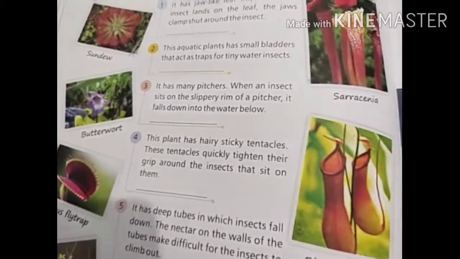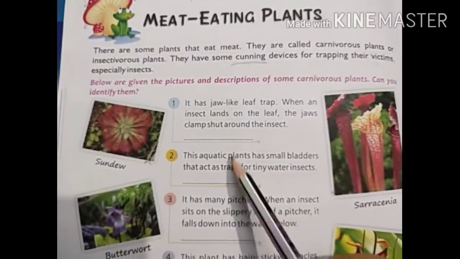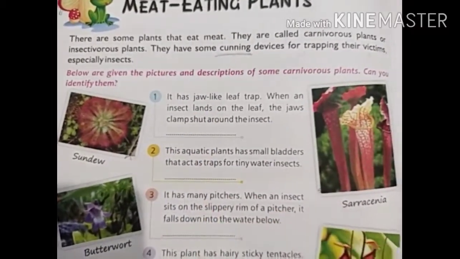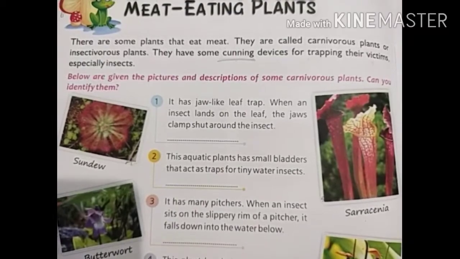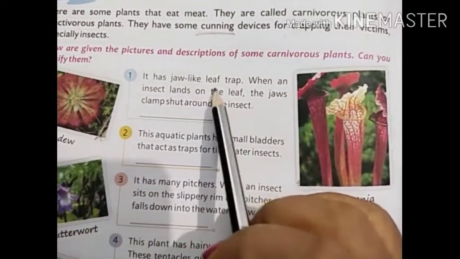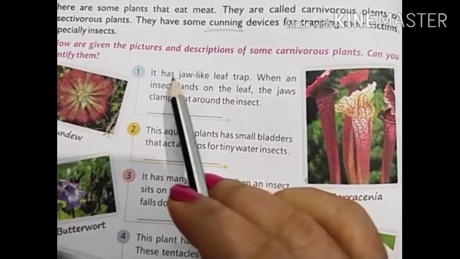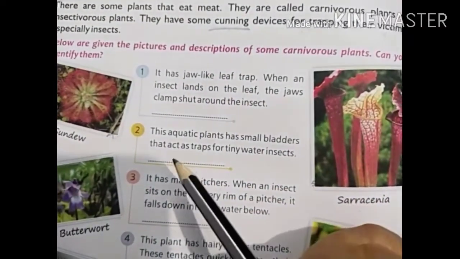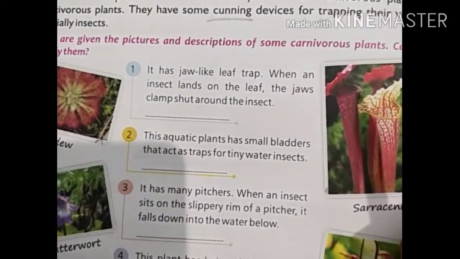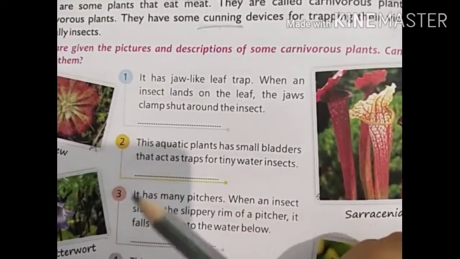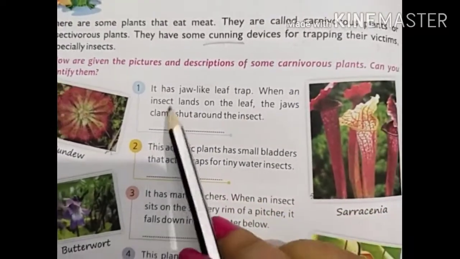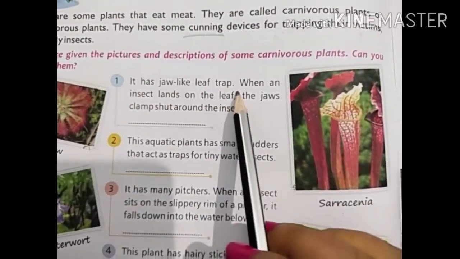So we have to identify the plants which belong to the questions. Let us read the first question: it has a jaw-like leaf trap. It has a jaw. You know the jaw, the mouth, our mouth which has teeth and tongue, and our mouth also secretes some saliva. Similarly, it has a jaw-like leaf trap.